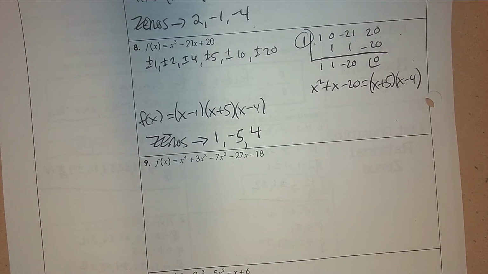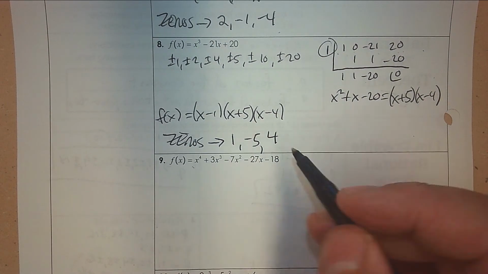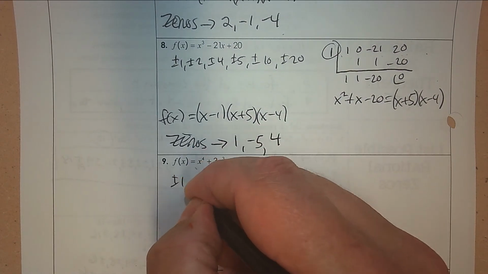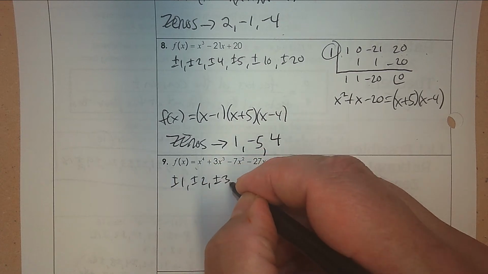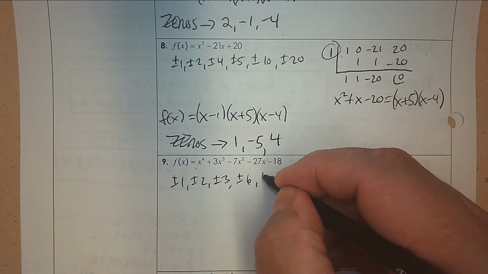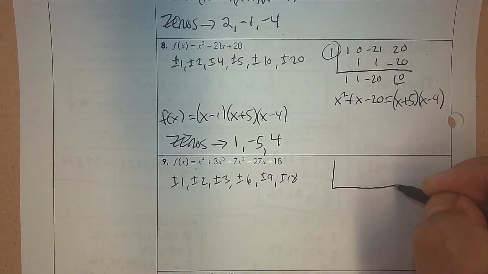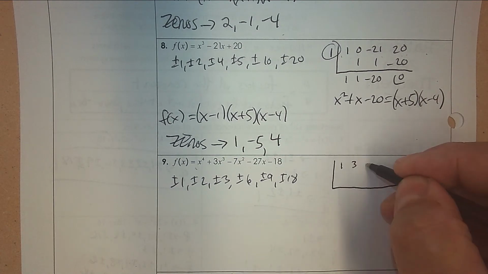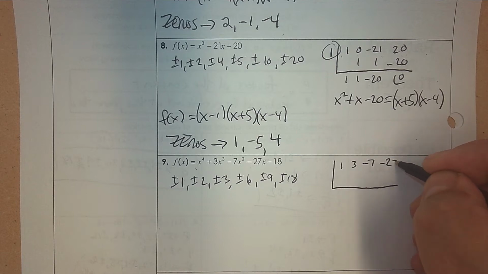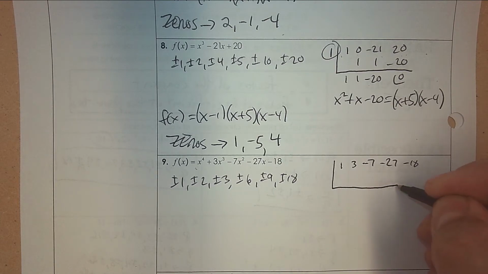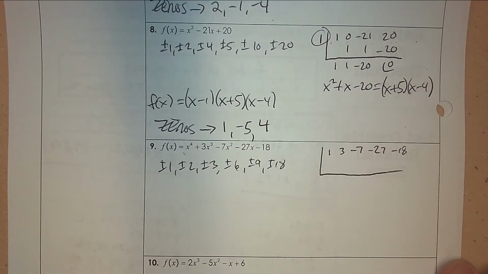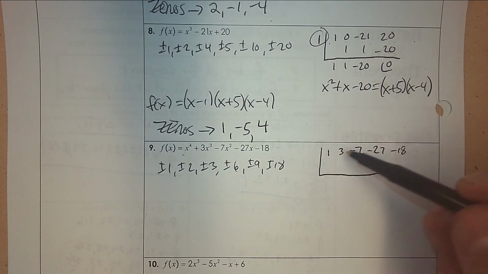So let's try it again. Number 9, the leading coefficient's 1, so I go right to 18. So 1, 2, 3, 6, 9, and 18. I do a synthetic divide sign, and I put 1, 3, negative 7, negative 27, and negative 18. I first add. Does this add up to 0? No, so positive 1 does not work.